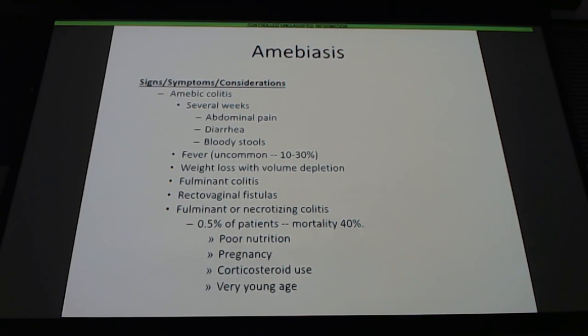Corticosteroid users, because that causes your immune system to drop, and people of a very young age, because they've got smaller areas to work with. But if you do end up getting that, that is a medical and or surgical emergency. They need to be hospitalized, they need to get meds, and or they need to get linked up with a surgeon to figure out whether or not you're going to have to do surgery. Now, as that thing is invading your mucosa and submucosa, it's going to cause abdominal pain, diarrhea, and bloody stools.